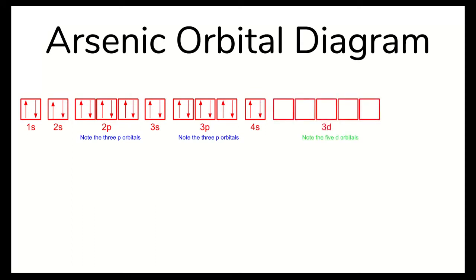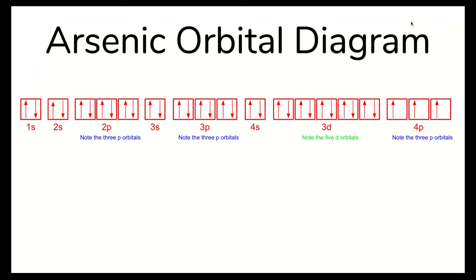And then we go to our 3d, and this one has 5 orbitals, so we can put 1 electron in each before we start to double up. And then finally we go to our 4p. Up to this point we've used up 30 electrons. We've got 3 left. So we put 1 electron in each of the p orbitals, and now we have 33 electrons, and this is arsenic's orbital diagram.